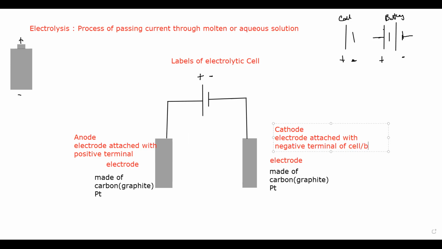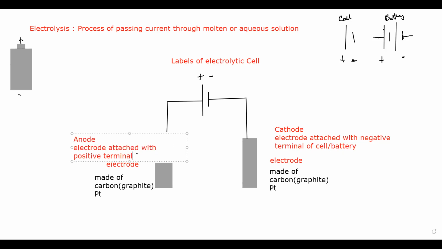First thing, you have to learn the labels, and later we will discuss the purpose of these electrodes. Right now I'm not discussing the purpose of these electrodes; I'm discussing the labels of the electrolytic cell. So in an electrolytic cell we have a battery or a cell which is connected to two plates. Both are known as electrodes, but specifically the plate connected with the positive terminal of the battery is known as the anode, and the one connected with the negative terminal is known as the cathode.